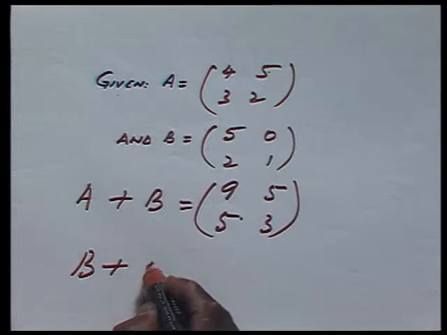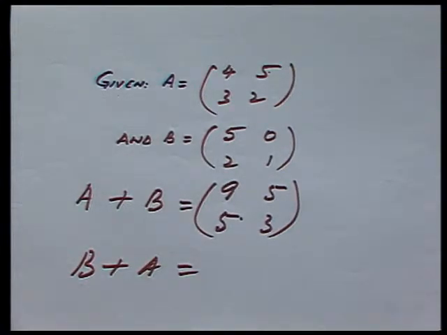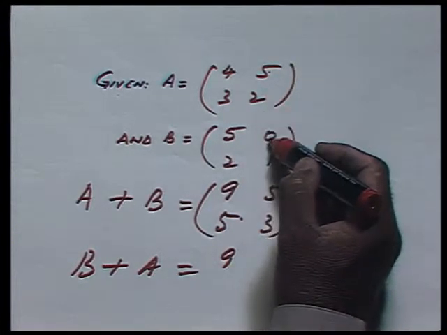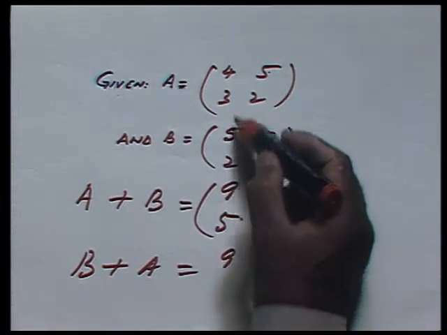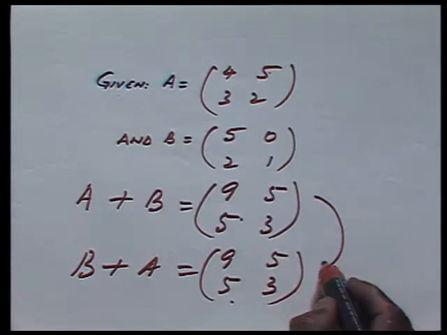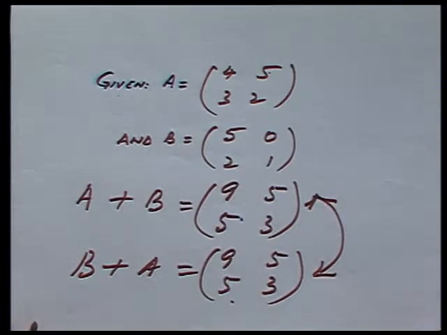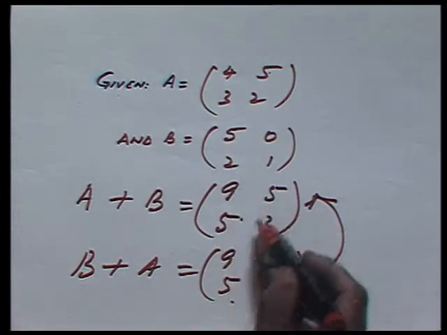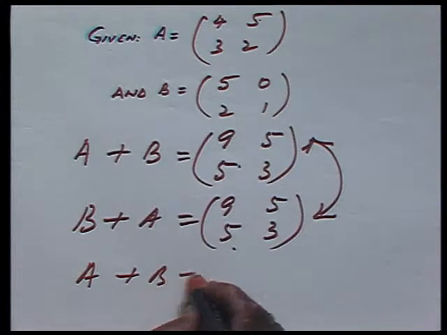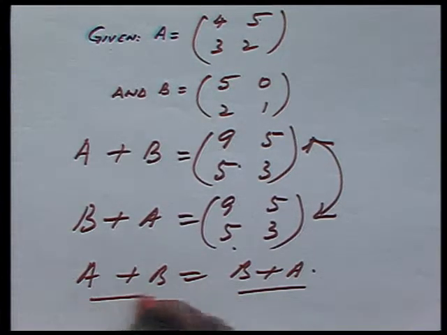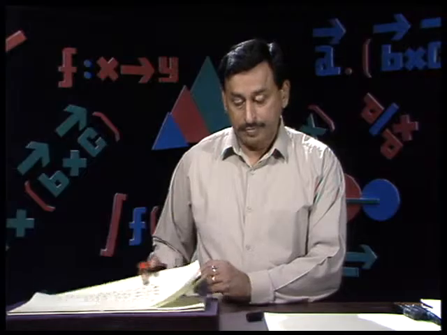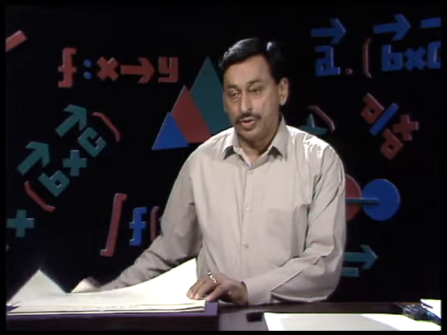What do you think B plus A will be equal to? Now we go reverse. 5 plus 4, again 9, and then 0 plus 5, which is 5, 2 plus 3, which is 5, 1 plus 2, which is 3. What can you say about these two matrices? Aren't they the same? Surely, 9, 9, 5, 5, 5, 5, 3, 3. Can I say that A plus B is equal to B plus A? Means, given two matrices, we may add them in any order. A plus B or B plus A, the result is going to be the same.